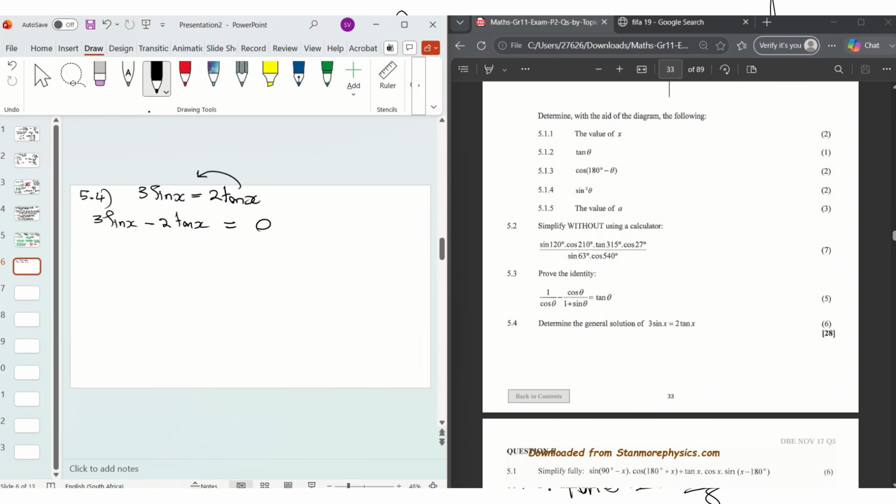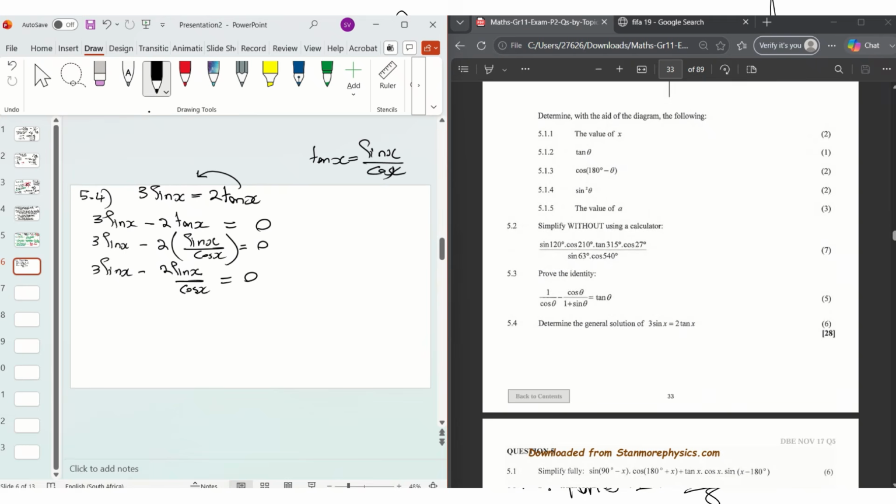Okay, and then what do we do from here? We have 3 sine x minus 2, and then we change tan. Don't forget, tan is an identity of sine x divided by cos x. So multiplied by sine x divided by cos x is equals to 0. Then we multiply out, so 3 sine x minus 2 sine x over cos x is equals to 0.